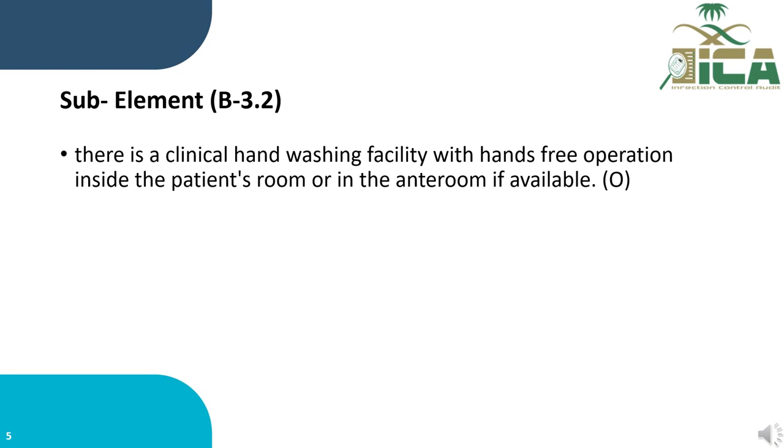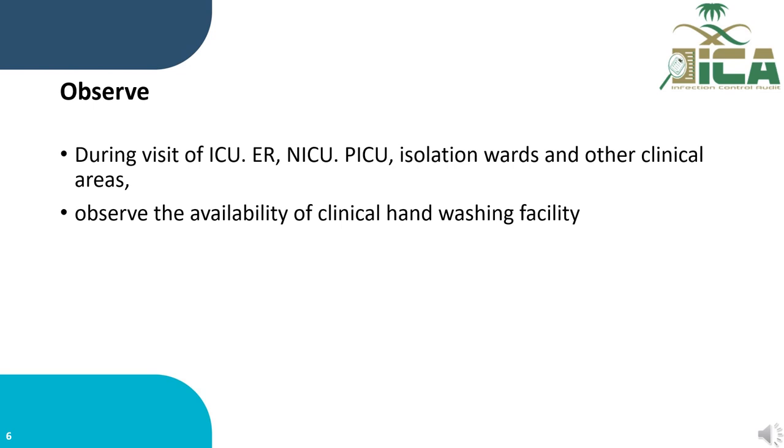Sub-element B3.2: there is a clinical hand washing facility with hands-free operation inside the patient room or in the anteroom if available. We need observation so we can evaluate and audit this sub-element. During your visit to the hospital and the departments inside the hospital, like ICU, ER, PICU, isolation ward, and other clinical areas, you need to observe the availability of the clinical hand washing facility. The hand washing sink with hands-free operation must be available in all patient rooms, inside the patient room or in the anteroom if available.